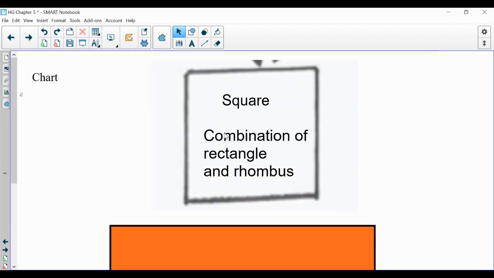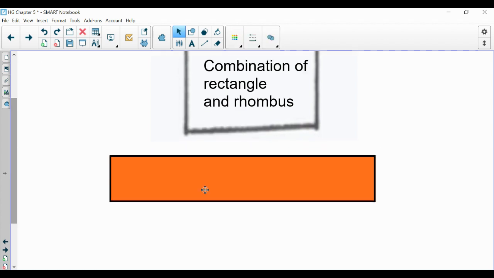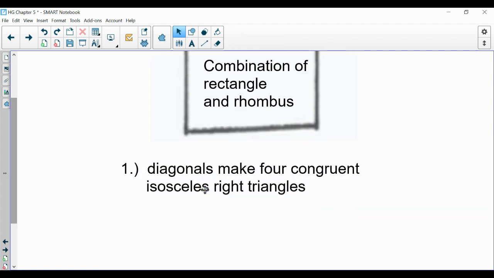Okay. And then let's get a square. It's a combination of a rectangle and a rhombus, as you saw in the diagram. So not only does it have all of the properties of parallelograms, it also has all the properties of rectangles, all the properties of rhombuses, and then it also has this extra one: diagonals make 4 congruent isosceles right triangles. So rhombuses made 4 congruent triangles, but specifically they make isosceles right triangles.